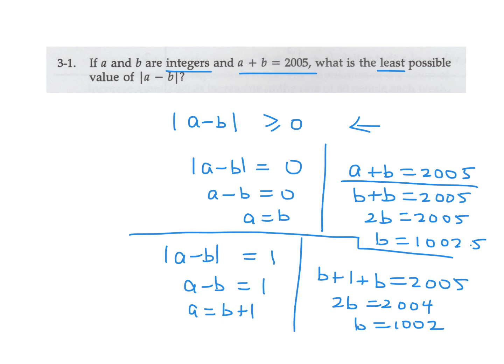And therefore a would be 1003, and therefore this works. The absolute value of a minus b would be 1003 minus 1002, which is just 1. So the least value is 1.